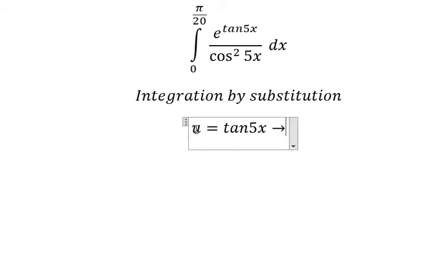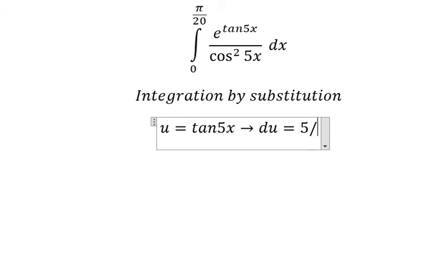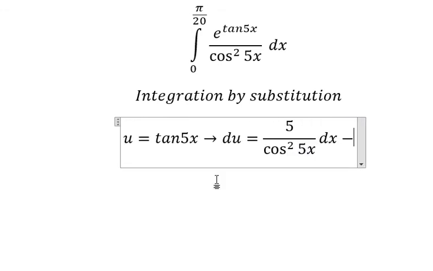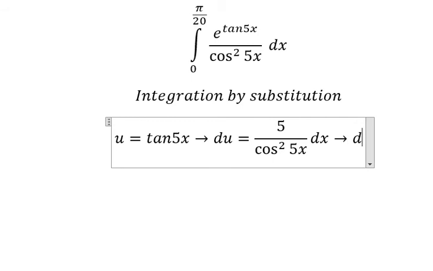Next, we need to do first the derivative for both sides, and we have du equals 5 over cosine squared 5x dx. Because we don't have the number 5, we need to divide both sides by 5.